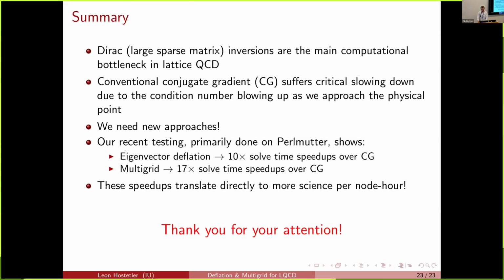And in our recent testing, we looked at 2 different approaches on Perlmutter. With eigenvector deflation, we found a 10x solve time speedup. With multigrid, we found a 17x solve time speedup. And these speedups should translate directly to more science per node hour, which is what we're really after. So thank you for your attention.